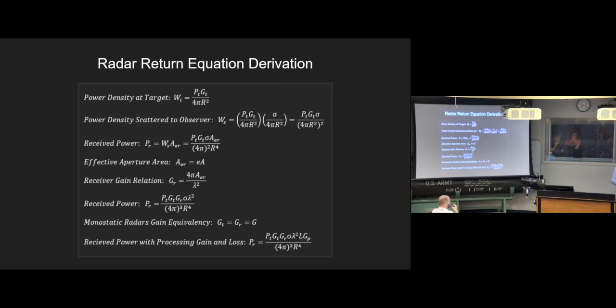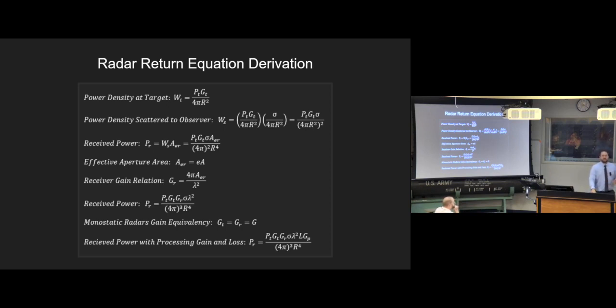The final formula is received power with processing gain and loss. Processing gain is actually an amplifier. You have a circuit, takes in a small signal, boosts it up for logic purposes, and then you have loss. All that stuff I mentioned. You're going through the air, you're losing energy, you get scattered, you get absorbed. That's what that loss factor is. Here it's simple, we just call it L.